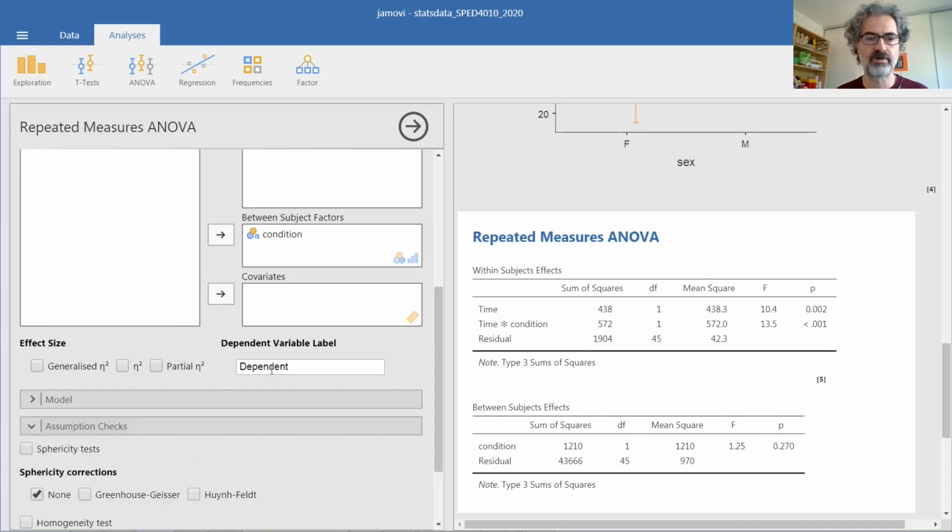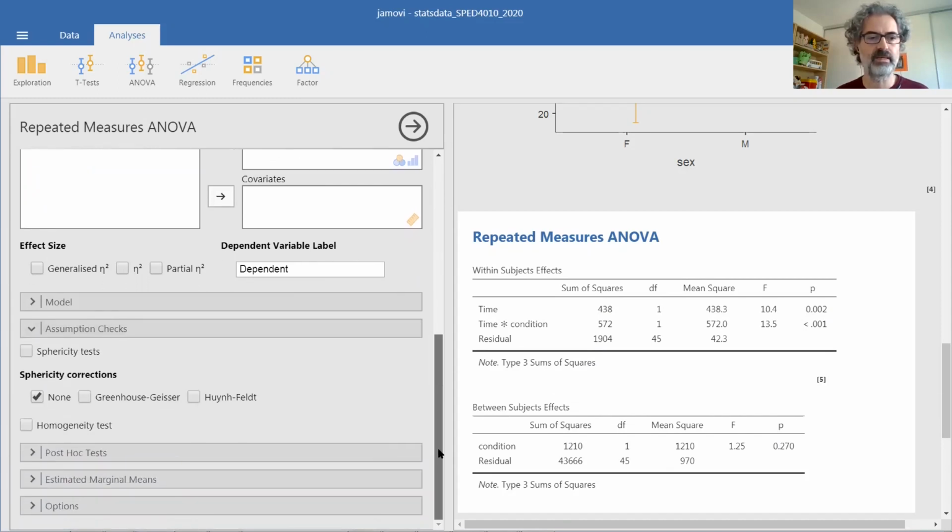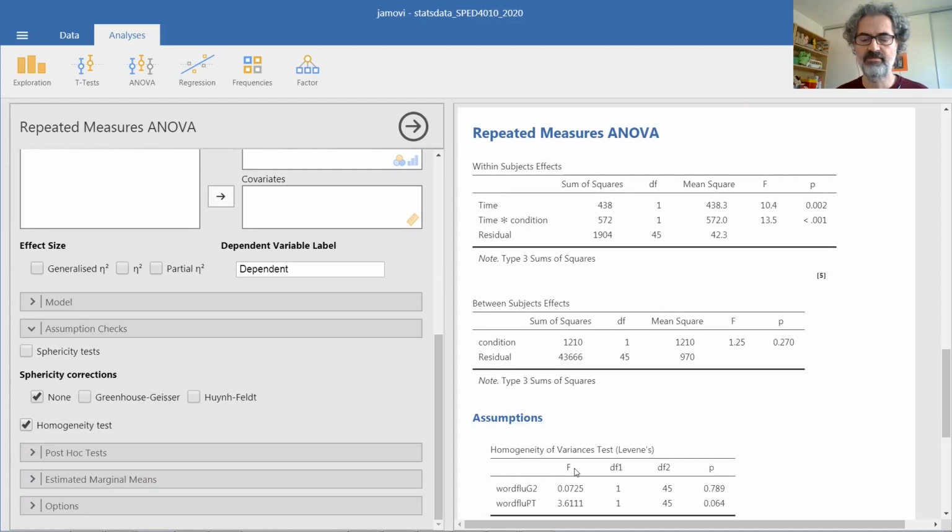Even before we say what we found, we need to come to the assumption checks. And we need to check the homogeneity of variance for our between participants variable, which is condition. And we see that for both of these, there is homogeneity of variance. Neither of these p-values is too low, although this one is close. It's not less than 0.05. So we cannot reject the null hypothesis that the variances are equal, which is good.